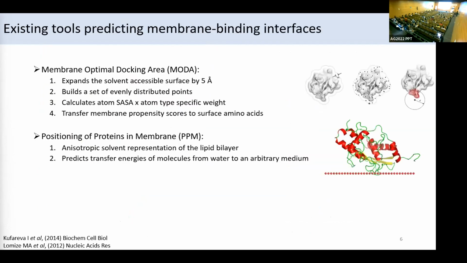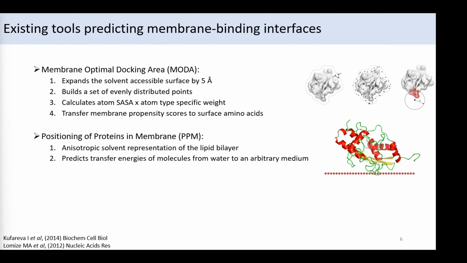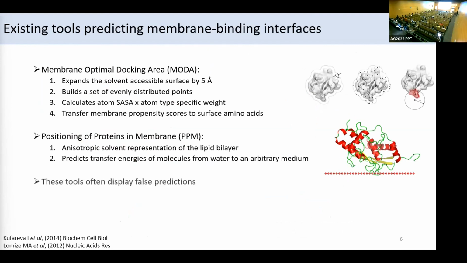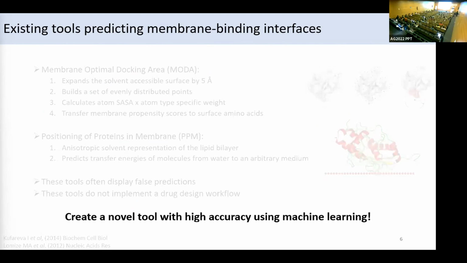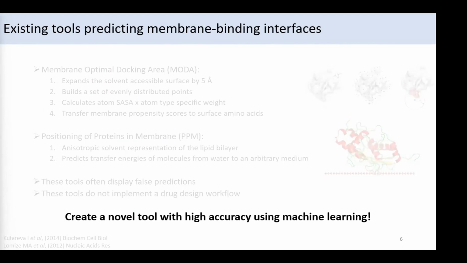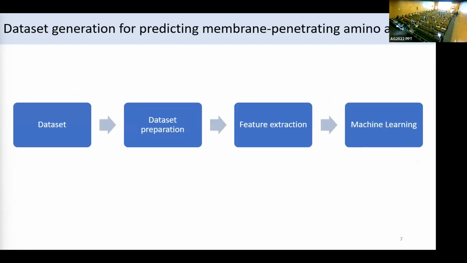Currently, in the literature, there are 2 other web servers that predict protein membrane interfaces using the 3D structure of proteins. But these often display false predictions, and also these tools are not implemented in a drug design workflow. They are just limited to predicting the protein membrane interfaces. So our task is to create a novel tool with higher accuracy for the prediction of protein membrane interfaces, and also to incorporate this into a more general workflow for drugging the protein membrane interfaces of peripheral membrane proteins.